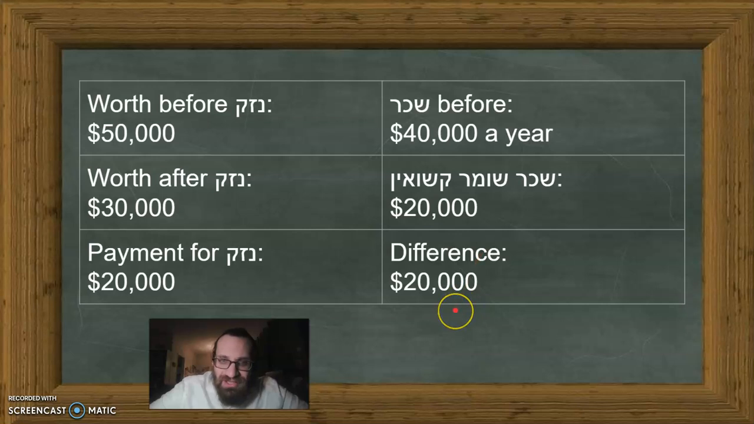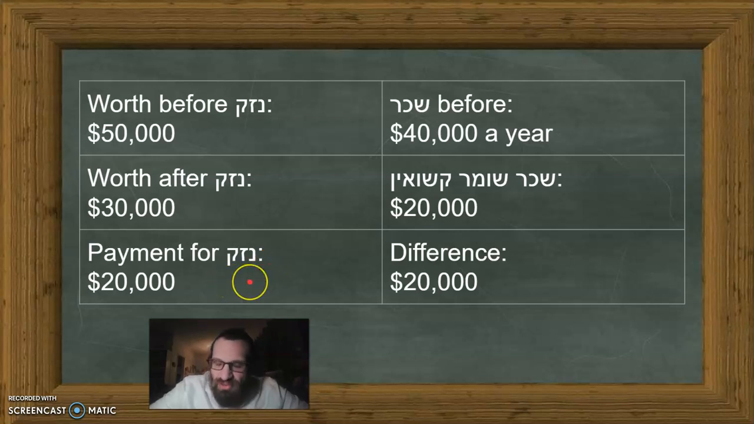The difference is $20,000. The fact that we gave that nezek here, and then we're given the difference of that, right? $20,000 nezek. The difference in the salary of his job versus the Shomer Kashoyim is that $20,000, because he already got that difference from nezek. We don't have to give it again for shevet.